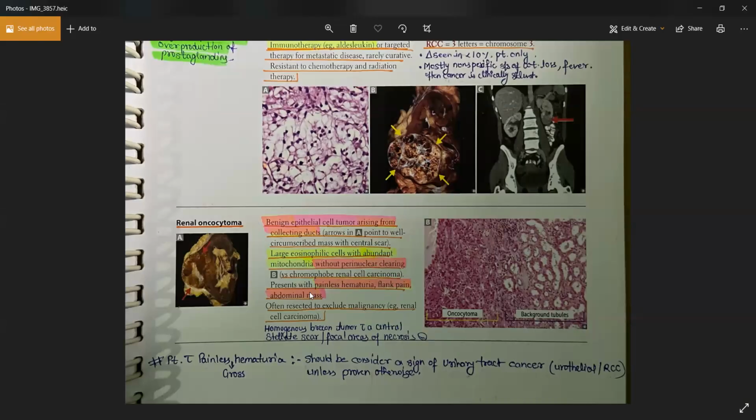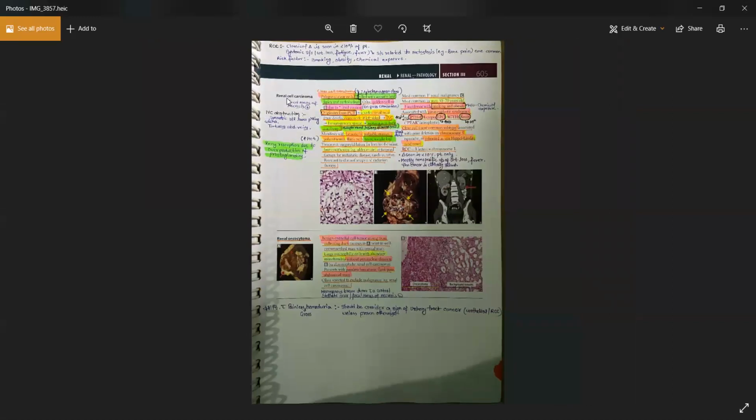Flank pain and a mass may also be present. So a brown homogeneous tumor with a central stellate scar, without any necrosis, without any hemorrhage, with a demarcated capsule, always think about renal oncocytoma. Any doubt, please ask. So that would be the difference between RCC and renal oncocytoma. Necrosis, hemorrhage, clear cells: RCC. No necrosis, no hemorrhage, homogeneous, demarcated mass with eosinophilic cells: renal oncocytoma.